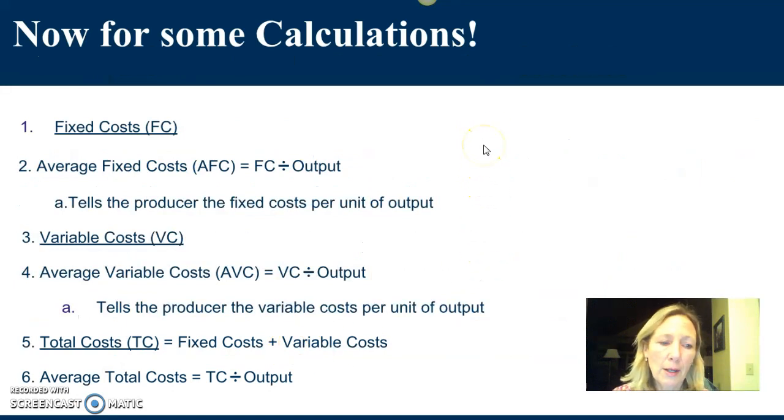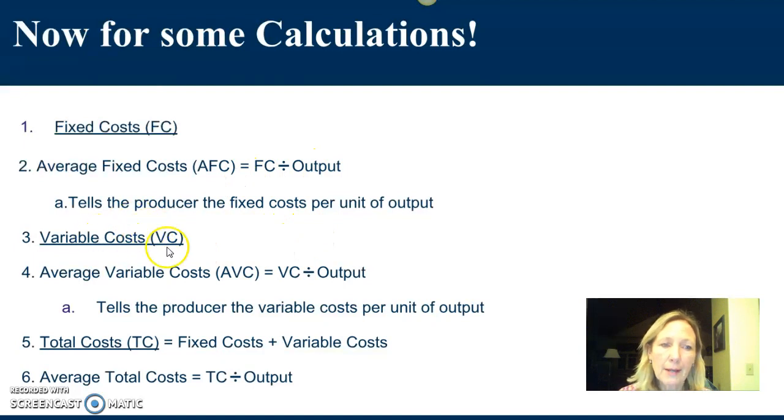So let's look at some cost calculations. Fixed cost is just a given. That's going to be given to you: your fixed cost or your overhead. To figure out your average fixed cost, that would be your fixed cost per unit of output. That could be your fixed cost per pound of almonds, or your fixed cost per 100 pounds of milk. So you take your fixed cost and divide it by how much you're producing: 1,800 pounds of almonds per acre, 2,000 pounds of almonds per acre. So your fixed costs per unit of output are average fixed costs.